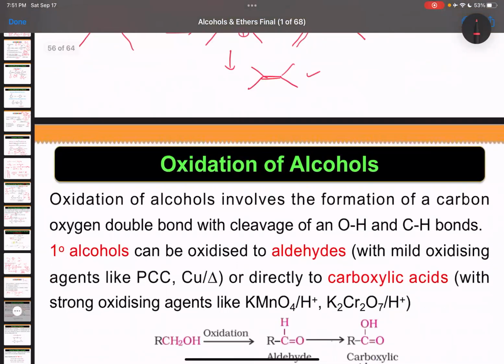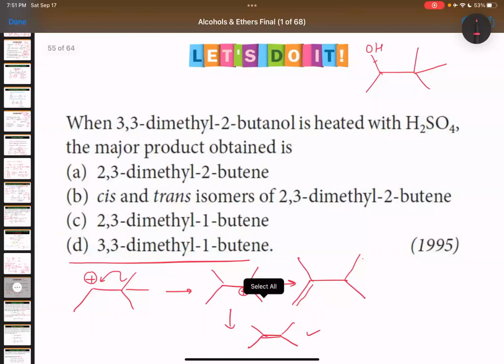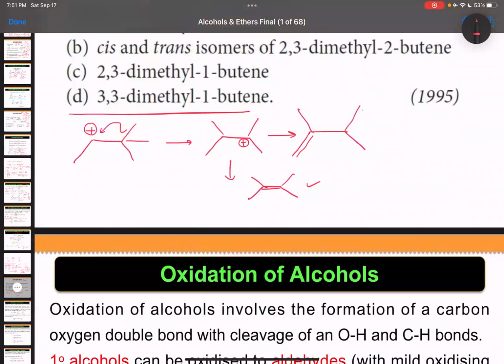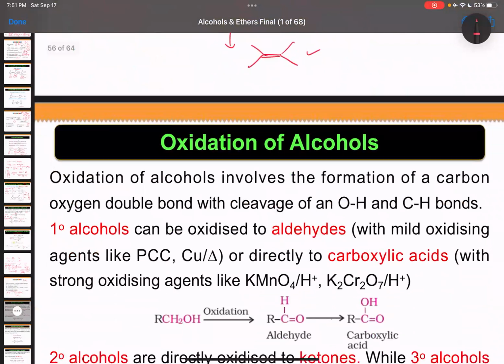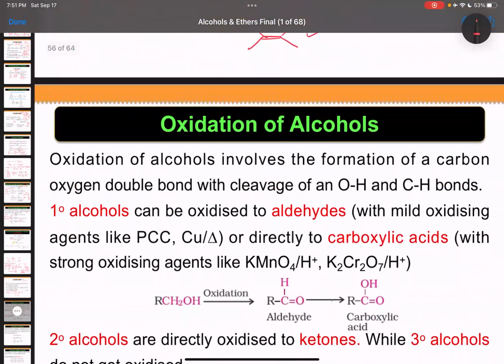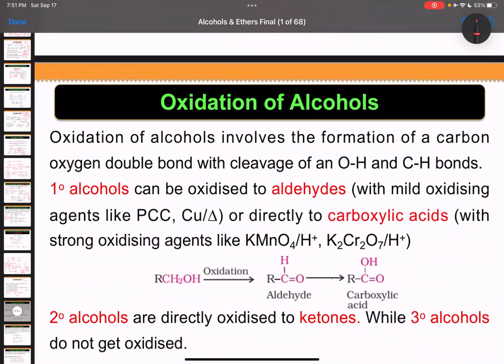Now, the next one. This is a basic, very common question, asked in all the examinations, a standard question. Now this one, oxidation.